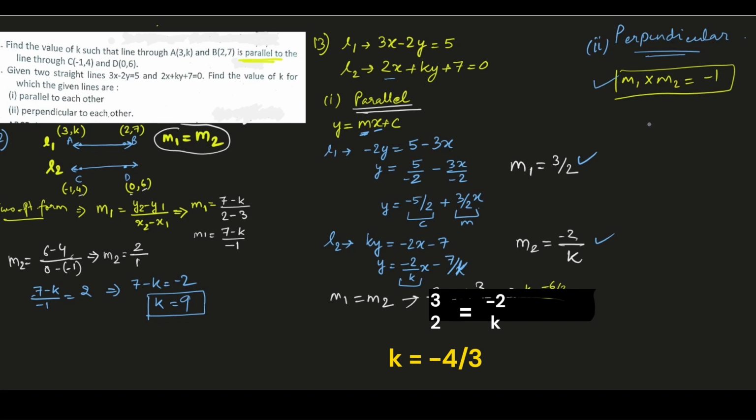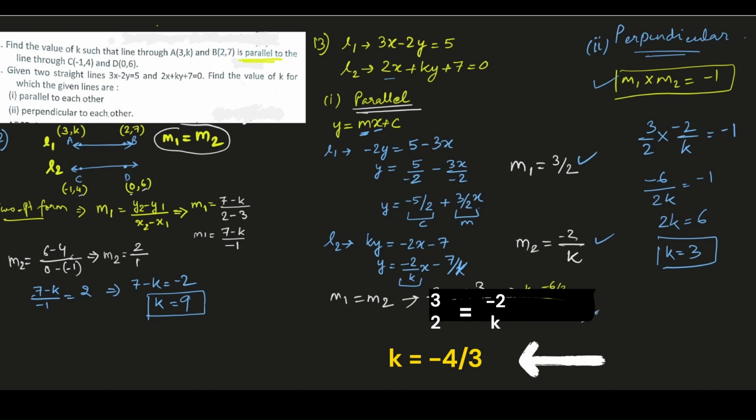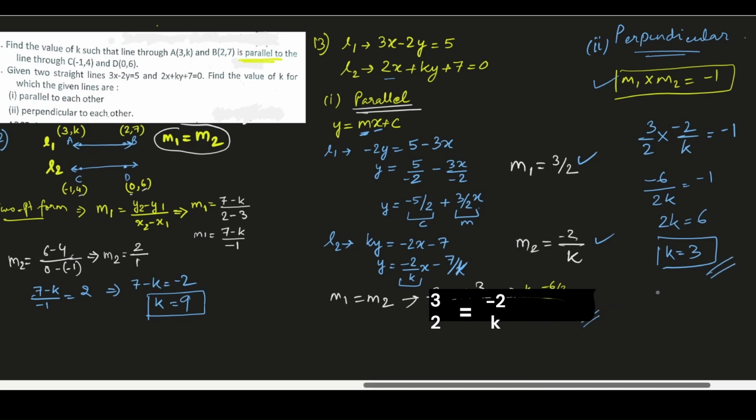relation. So m1 is 3/2 into m2 is -2 by k, which is equal to -1. 3 into 2 is -6, and this is 2k, which is equal to -1. Minus minus gets cancelled, so 2k becomes 6, where k is equal to 6/2, that is 3. So we have our first answer. This is the first answer, and this one is the second answer.